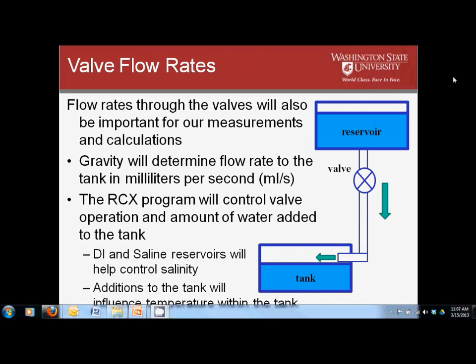One of the last items that will be important is valve flow rates. So we did activate the valves in the previous week, but this week, during week 11, we'll have to make sure and understand how much water will flow. And so you'll be activating the valves shown here and measuring the flow rates that they can create. Gravity determines the flow rate, and so does the size of the tube. And the RCX program will control the valve. So once you establish a known flow rate whenever the valve is open, you can determine how long to leave the valve open to add a specific amount of water.